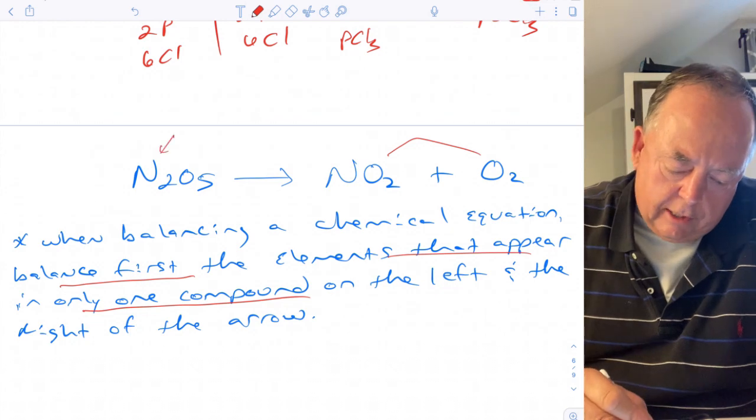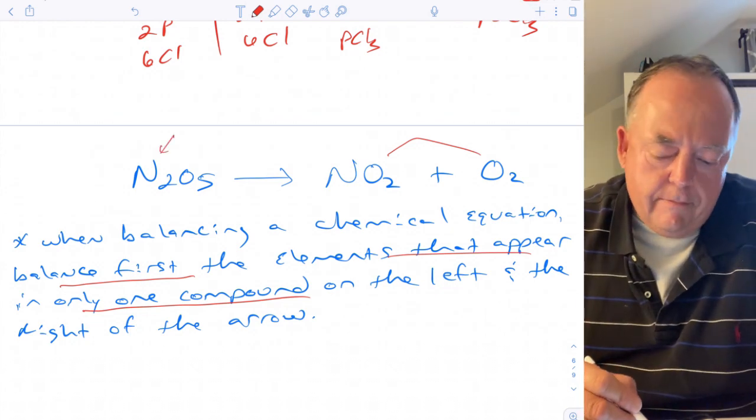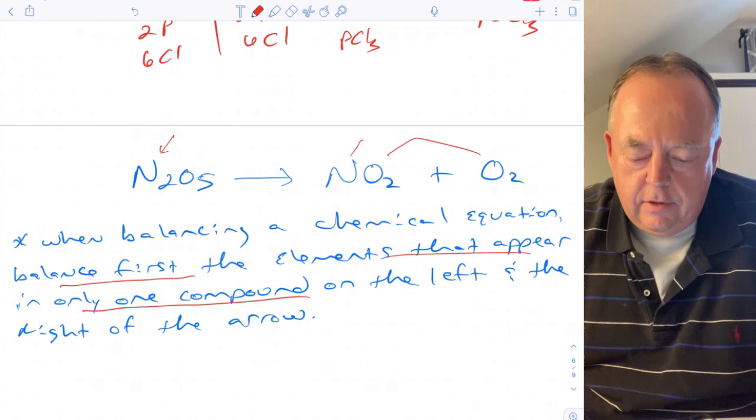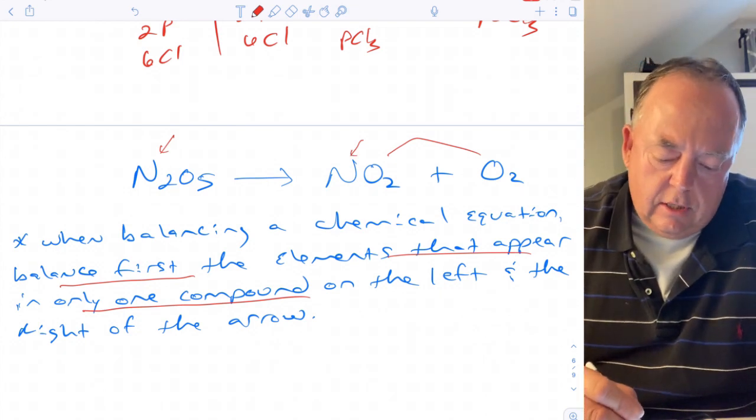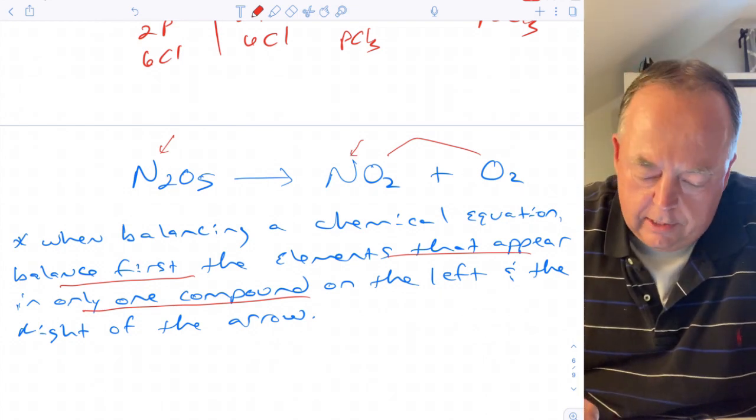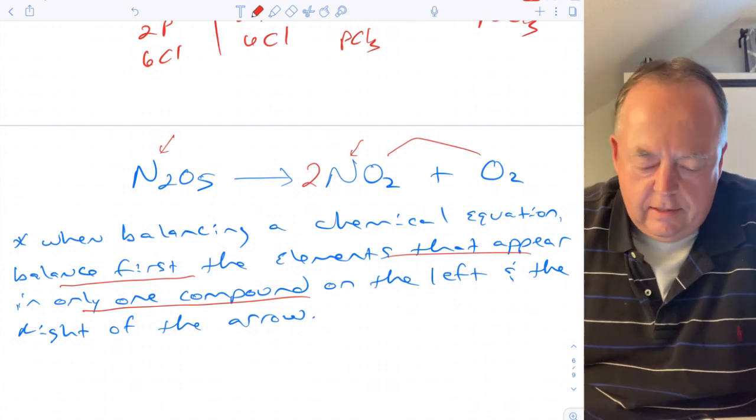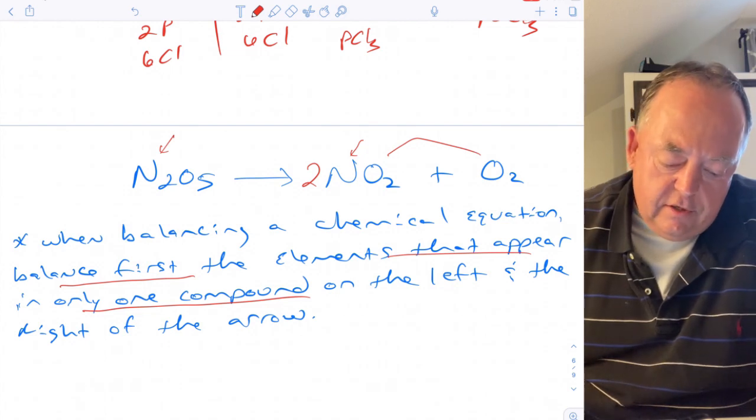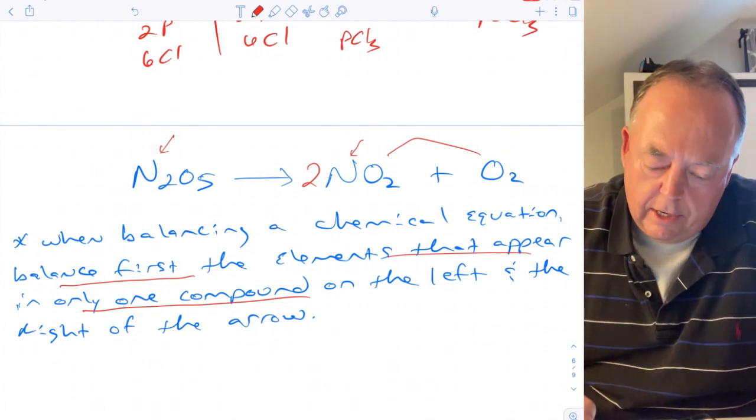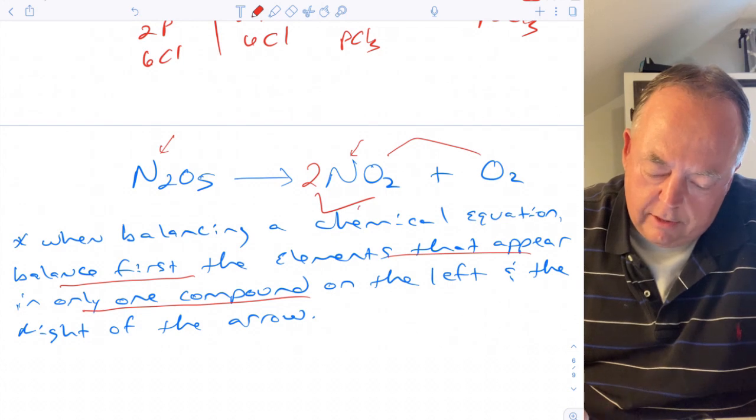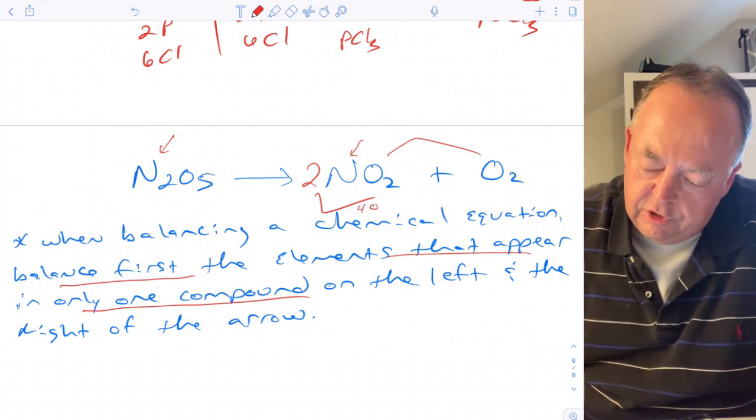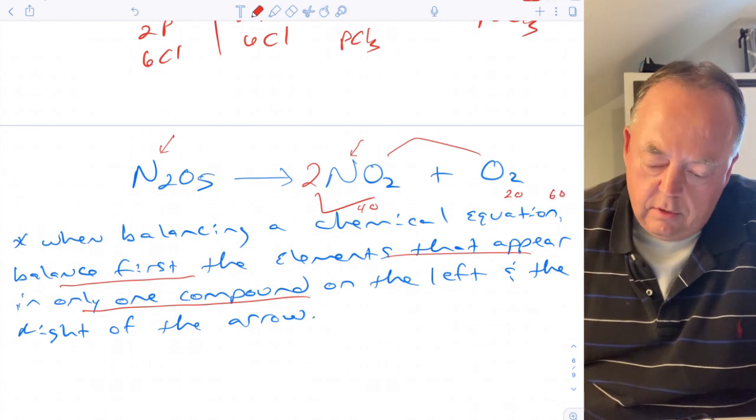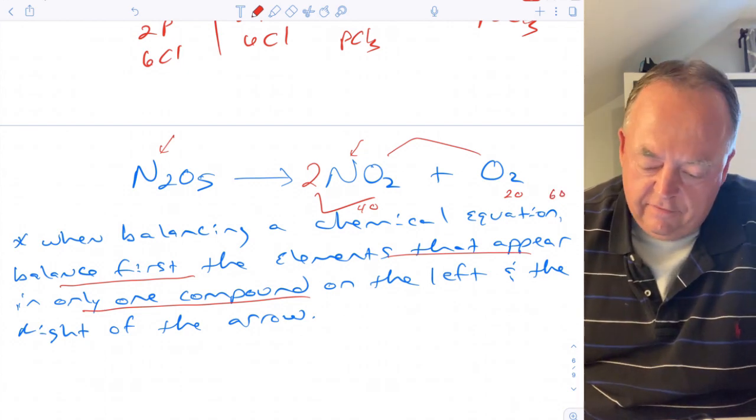So we would start with nitrogen because it only appears in 1 compound on the left and 1 compound on the right. So there's 2 nitrogens on the left, so we need 2 nitrogens on the right. So we put a 2 in front of the NO2. Okay, so how many oxygens on the left? There's 5. How many oxygens on the right? Well, we would multiply those, so that's 4 oxygens, and there's 2 here. So there's 6 oxygens on the right, and there's 5 on the left.